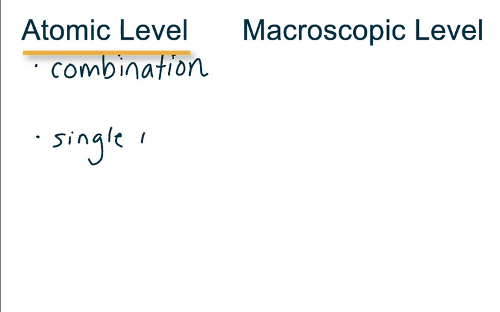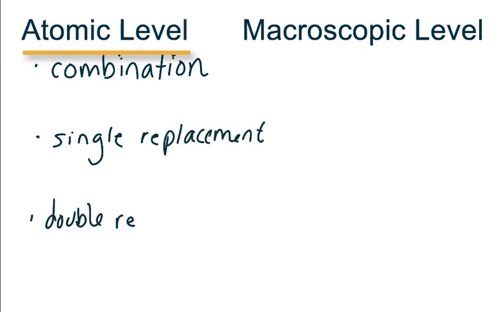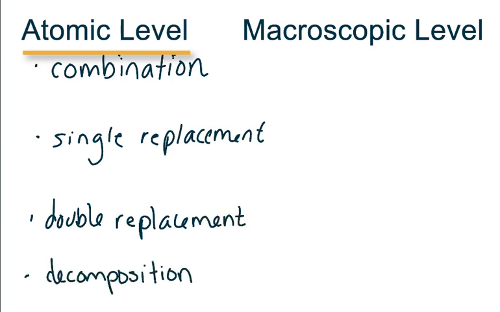So let's start with the atomic level. On the atomic level, you will have combination reactions, single replacement reactions, double replacement reactions, and there's also decomposition reactions. Now, these atomic level classifications are really useful because they tell you what the atoms are doing.